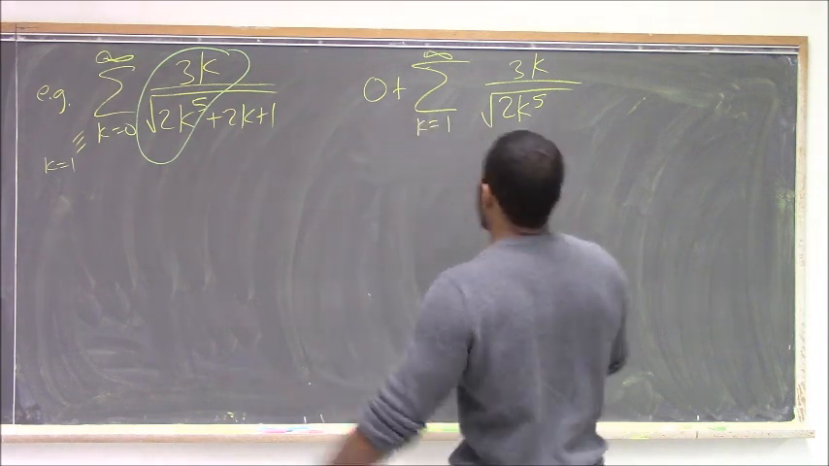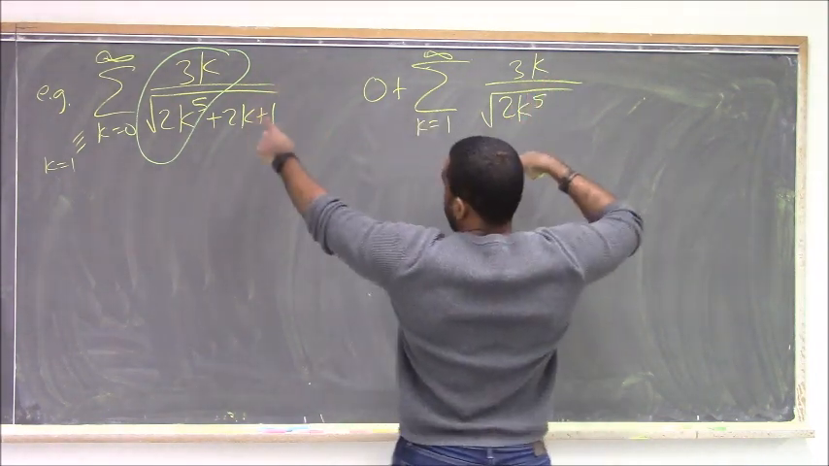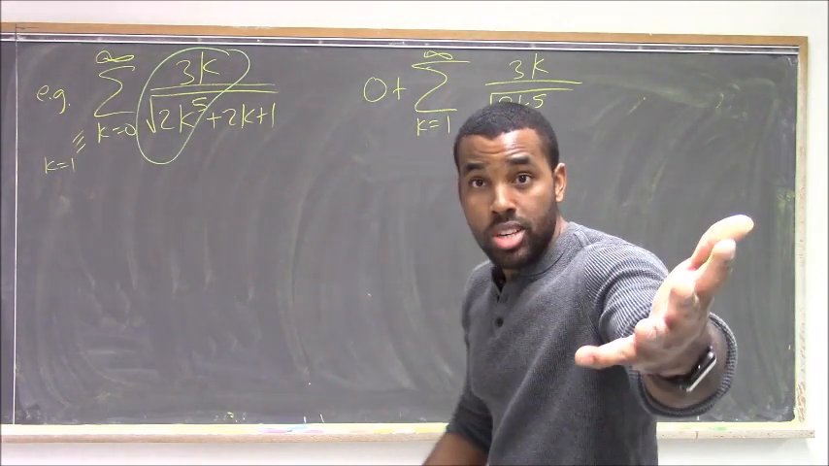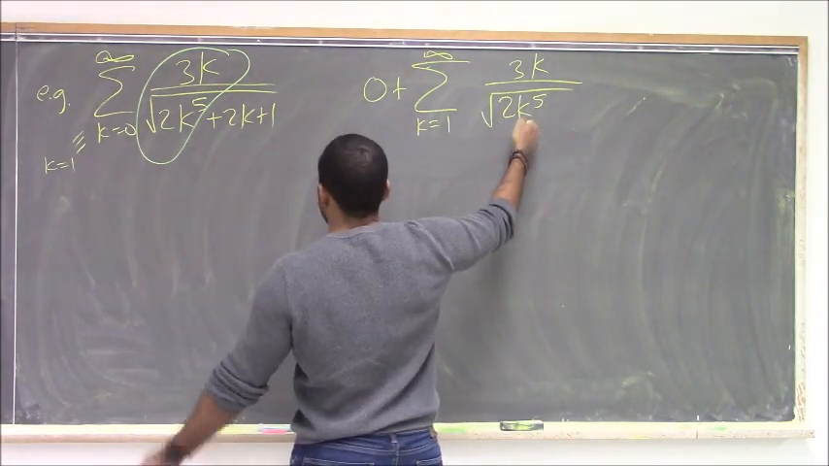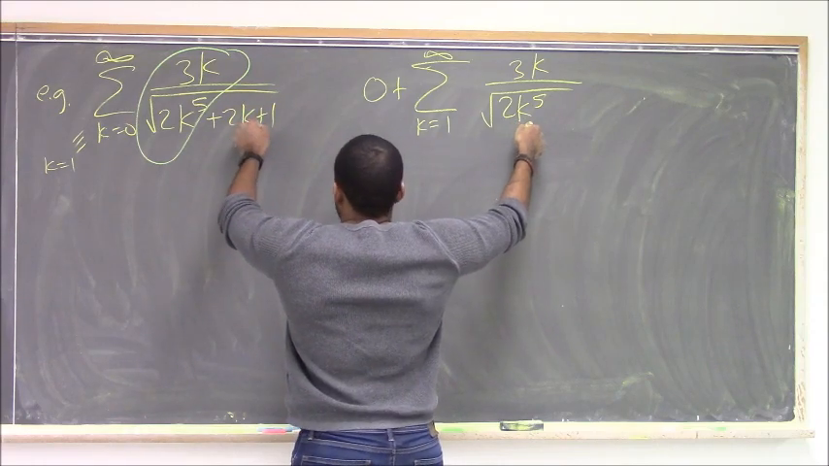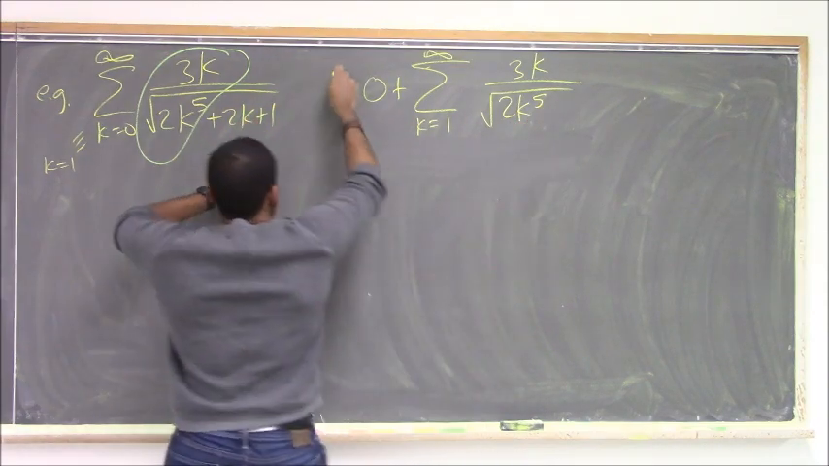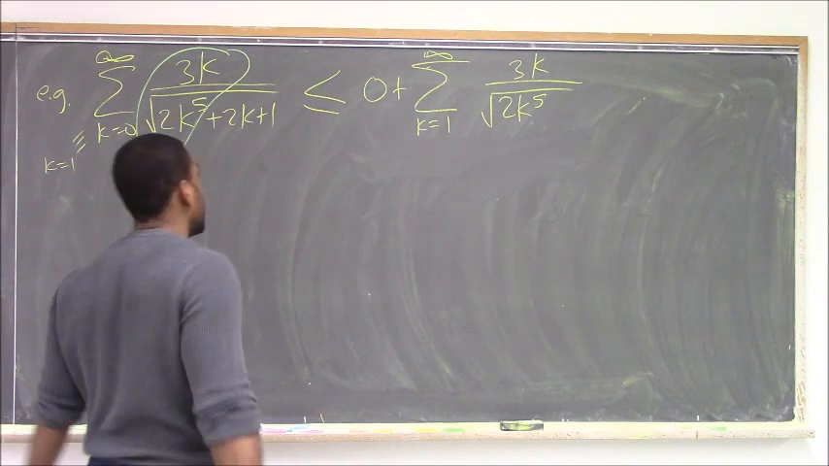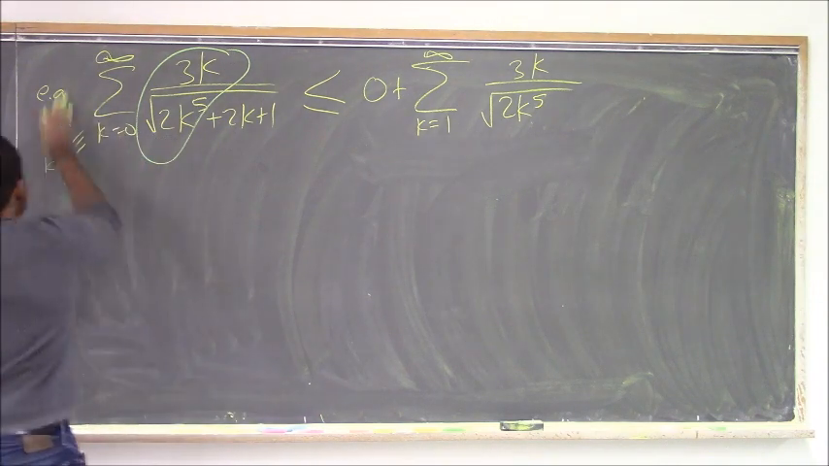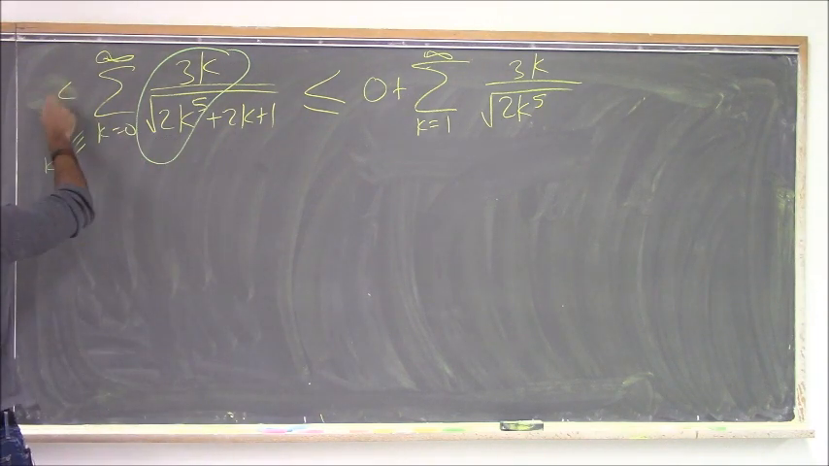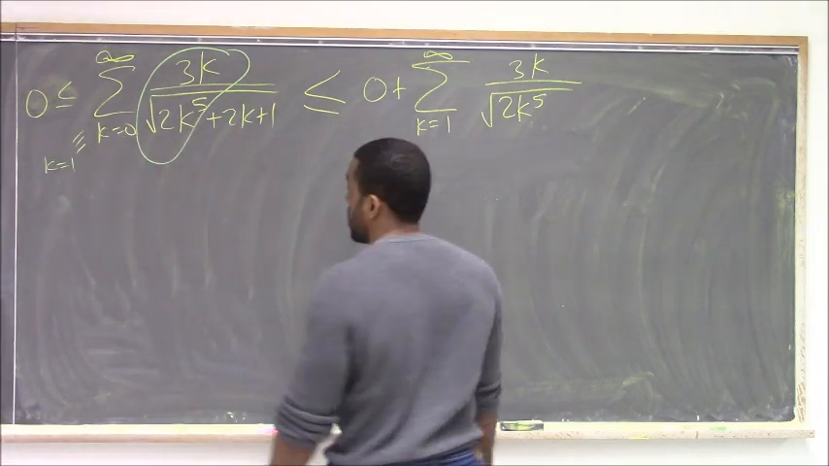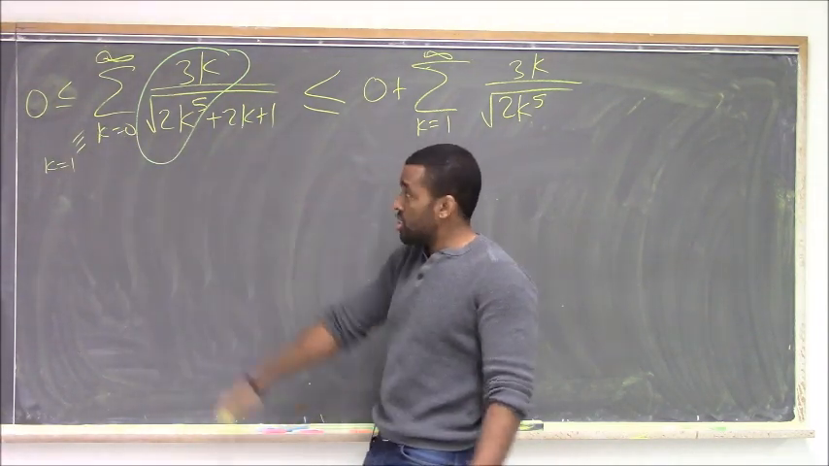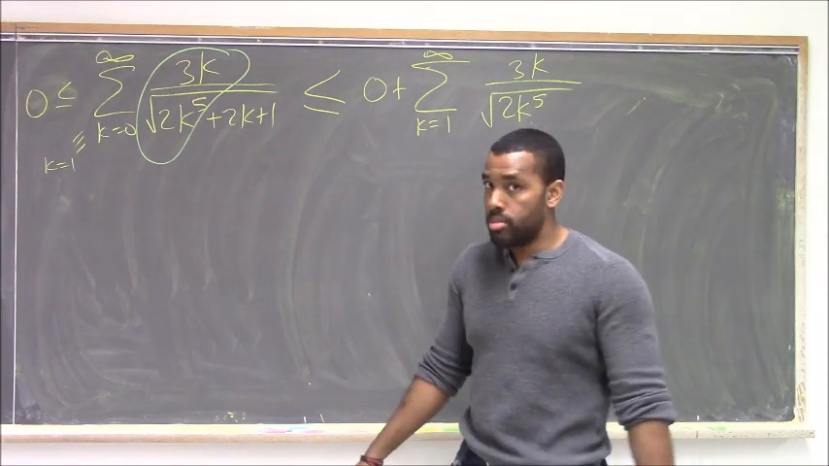Now, question. How does this series compare to that series? It is larger. That is correct. How do I know? Because the denominator is smaller. I made a smaller denominator, so I get a larger fraction. So this is true. It is also true that this is larger than or equal to zero, because I'm only plugging in positive values for k, and it's under a radical, and everything is nice and positive.